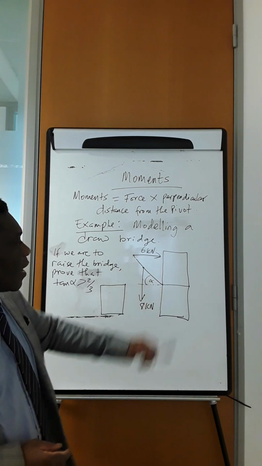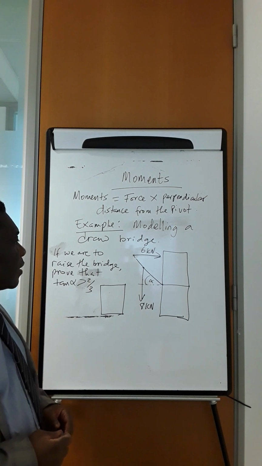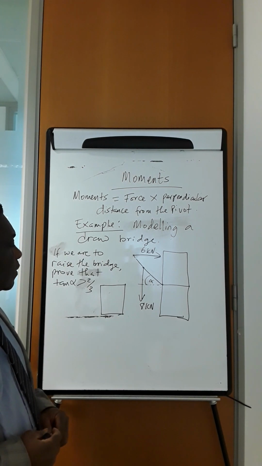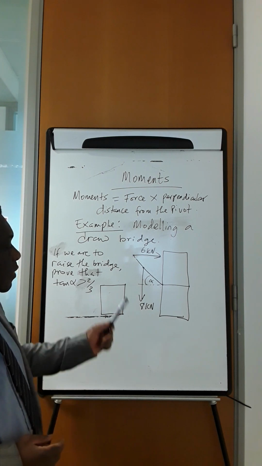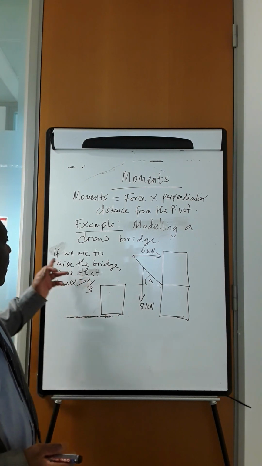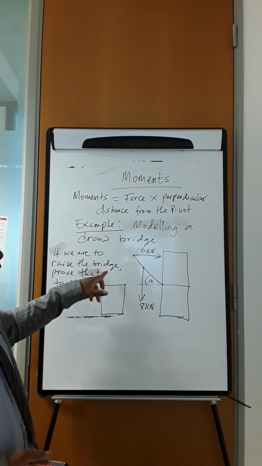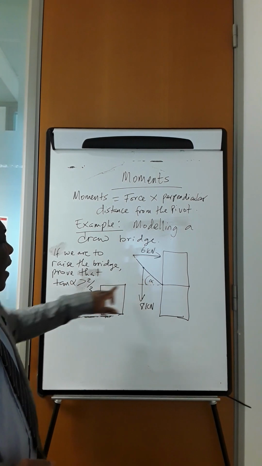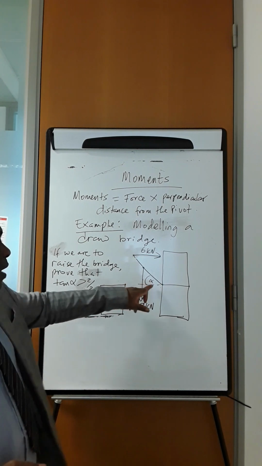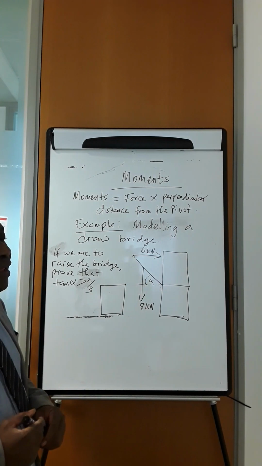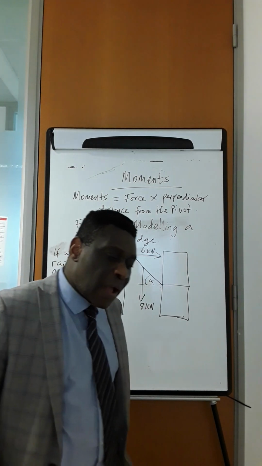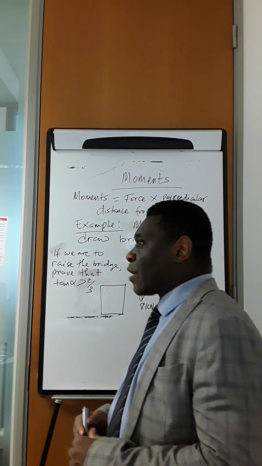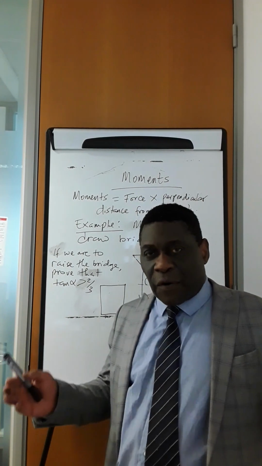So the force we have horizontally is 6 kilonewtons. The force downward is 8 kilonewtons, which is the weight. If we are to raise the bridge, prove that the tan of this angle alpha would be greater than 2/3. So how are we going to approach this particular situation? The first thing is to actually draw the force diagram.